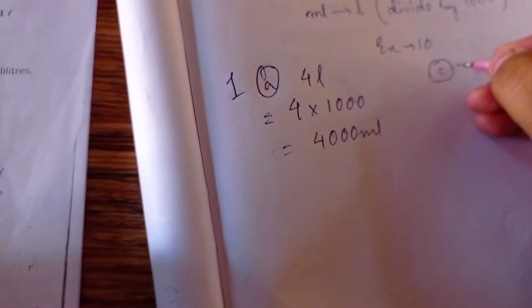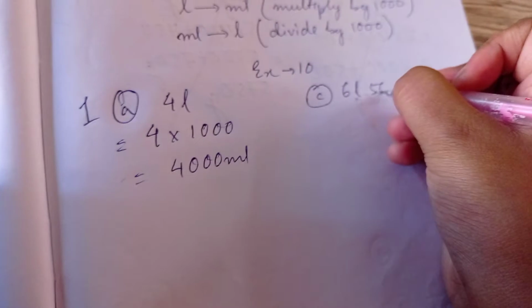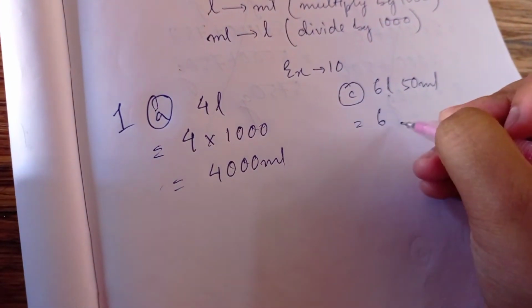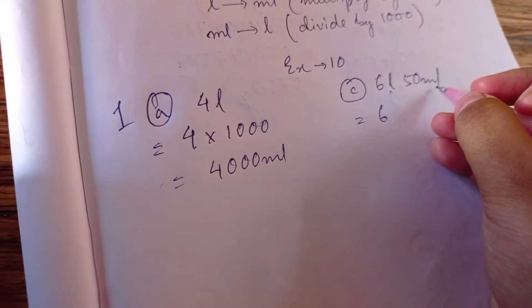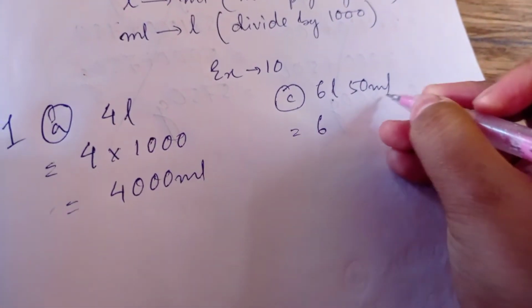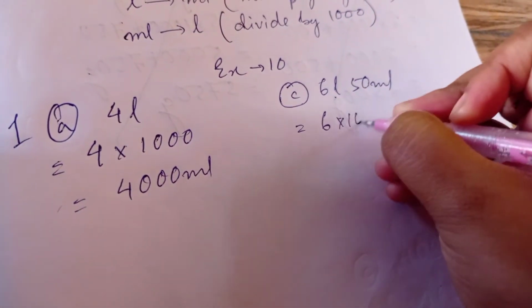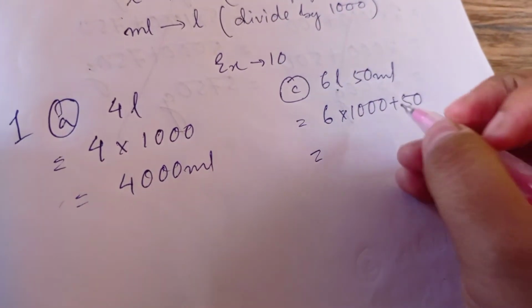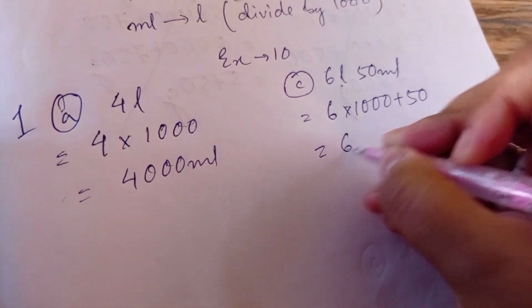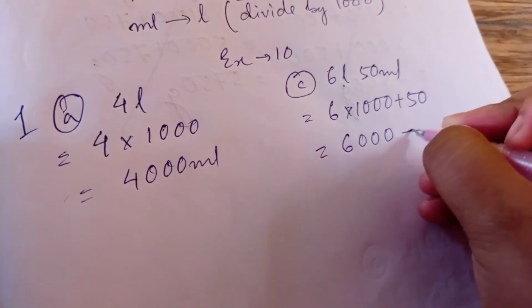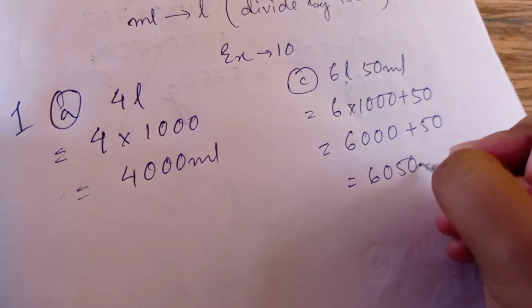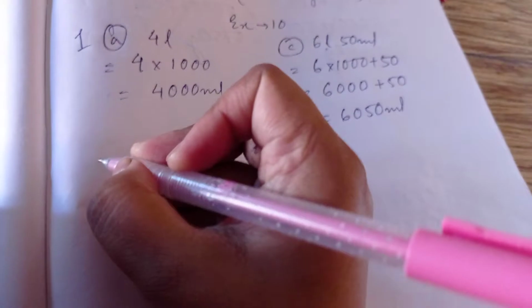One more question I will do. Question C: 6 liter 50 ml is given. How will you convert? 6 liter you need to convert into ml, and this one is already in ml, so no need to convert it. So 6 into 1000 plus 50. The process is the same. So 6000 plus 50 is 6050 ml, that is milliliter. So like that, go to question 2.